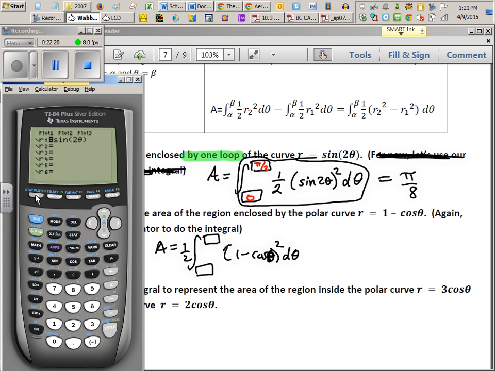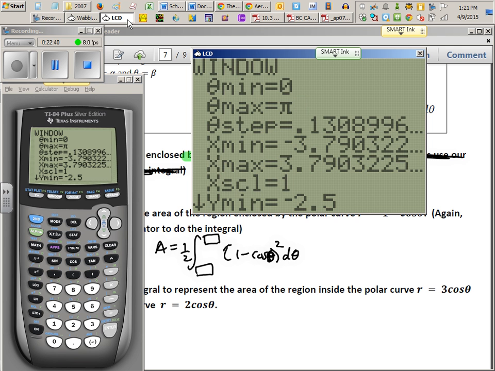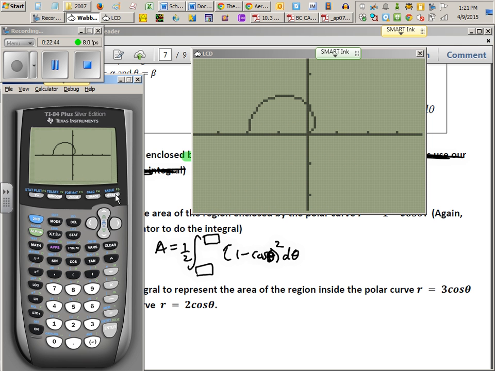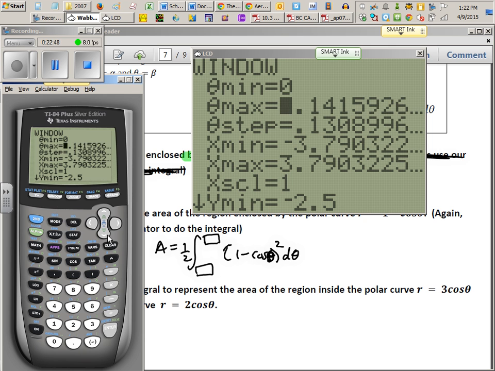New function, 1 minus cos theta. Let's see what it looks like. That's not a whole graph. Remember I have my calculator set for pi over 2? Let's get back into window. Let's see if it will finish the graph if I let it go from 0 to pi. Looks like maybe half of something. Let's try 0 to 2 pi.